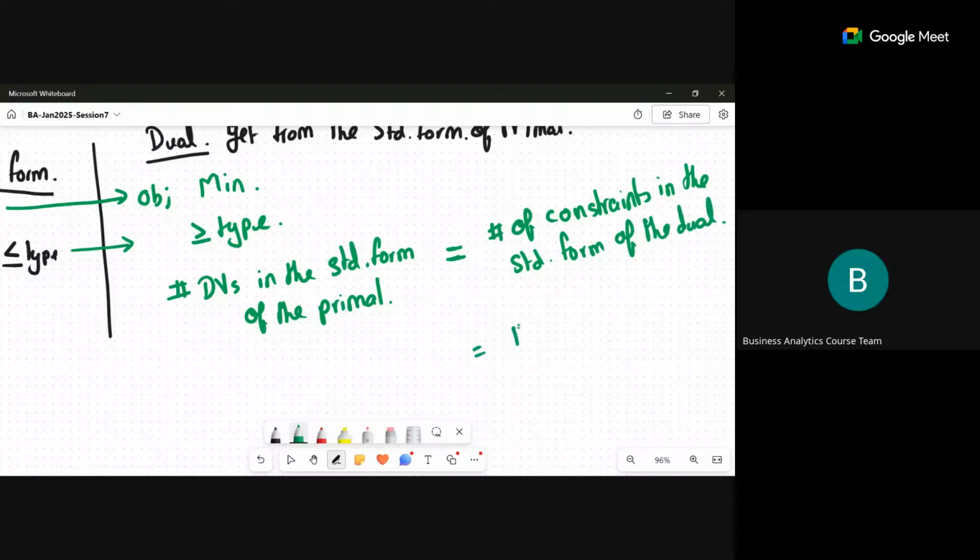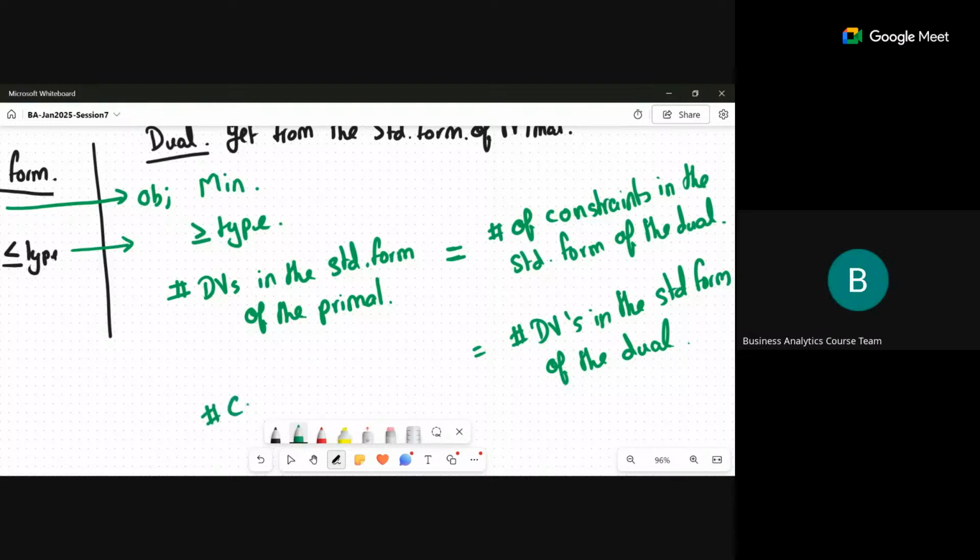So what will be the number of decision variables in the standard form of the dual? The number of decision variables in the standard form of the primal is equal to the number of constraints in the standard form of the dual. What is the number of decision variables in the standard form of the dual? Number of constraints in the standard form of the primal.